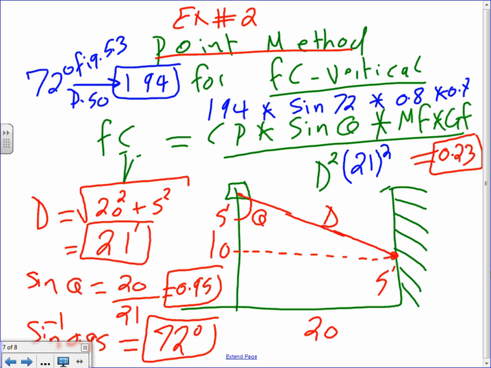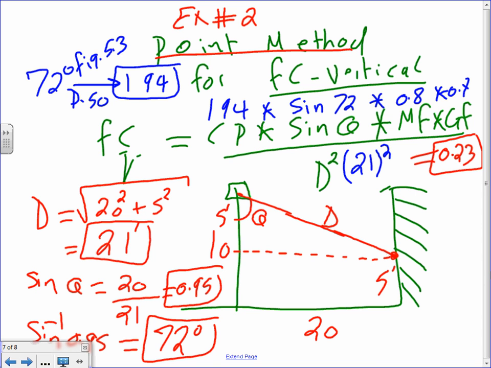I need to find the foot-candle at one point on the billboard, the point method. Look how easy that is. Here's how we do it: coefficient of beam utilization, candela power multiplied by sine Q, multiplied by the mounting factor, guarding factor, all these factors, divided by distance squared. This is the formula you use for vertical point-to-point. Sine, not cosine. If it was cosine cubed divided by the height squared, that's point-to-point on a horizontal. On the vertical, they use sine and the distance.